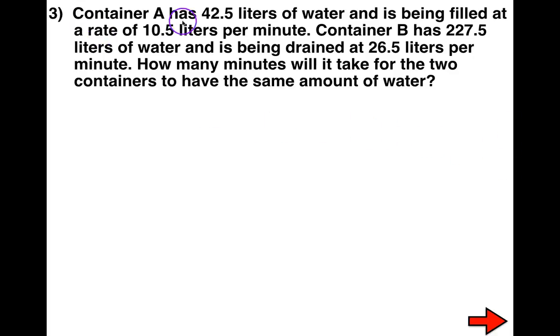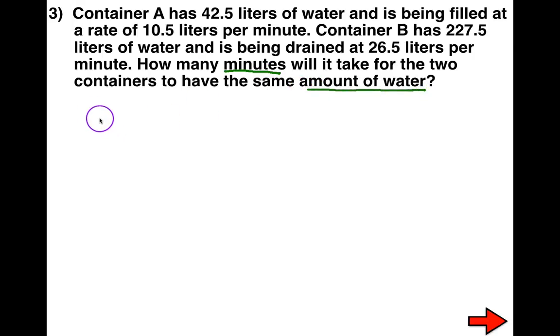Number 3 says container A has 42.5 liters of water and is being filled at a rate of 10.5 liters per minute. Container B has 227.5 liters of water and is being drained 26.5 liters per minute. How many minutes will it take for the 2 containers to have the same amount of water? So 2 things are being considered. How long in minutes and how much water in liters.